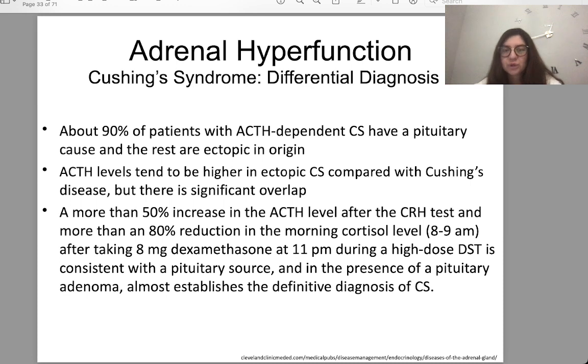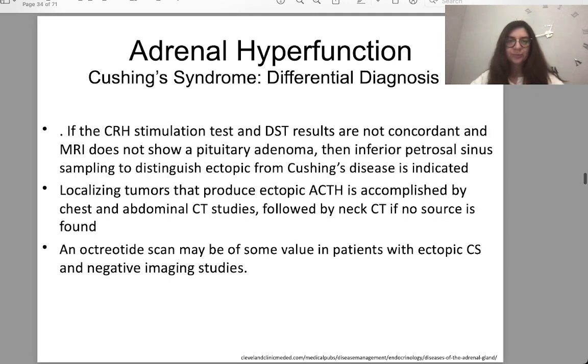A more than 15% increase in the ACTH level after the CRH test and a more than 80% reduction in the morning cortisol level from 8 to 9 a.m. after taking 8 mg dexamethasone at 11 p.m. during the high-dose DST is consistent with a pituitary source, and in the presence of a pituitary adenoma almost establishes a definitive diagnosis of Cushing's disease. That was quite quick. Whoever did not understand, please stop on the 2 previous slides to understand how to differentiate different forms of Cushing syndrome.